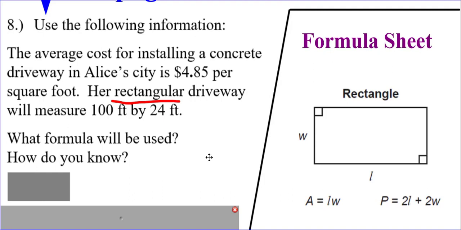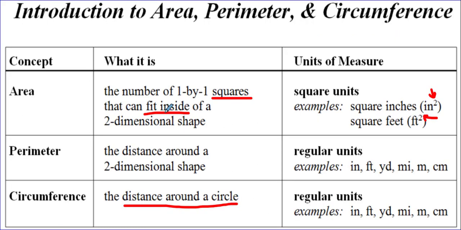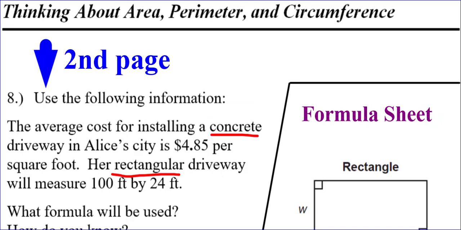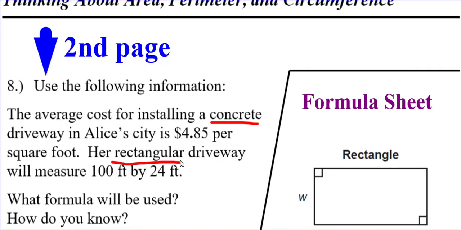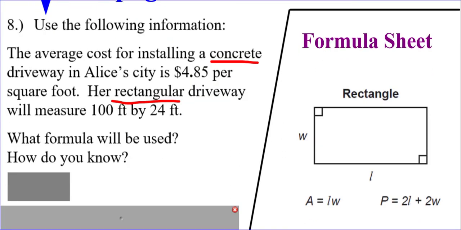Well, there's some stuff in this word problem that gives it away. 2 things. We are installing concrete. Concrete should fill up the entire driveway. And we just talked about how area is the number of squares that fit inside of a two-dimensional shape, and concrete goes inside of the rectangle. It doesn't just go on the outer edge of the rectangle, it fills up the entire rectangle. So that's kind of a big clue that we're going to use the area formula.